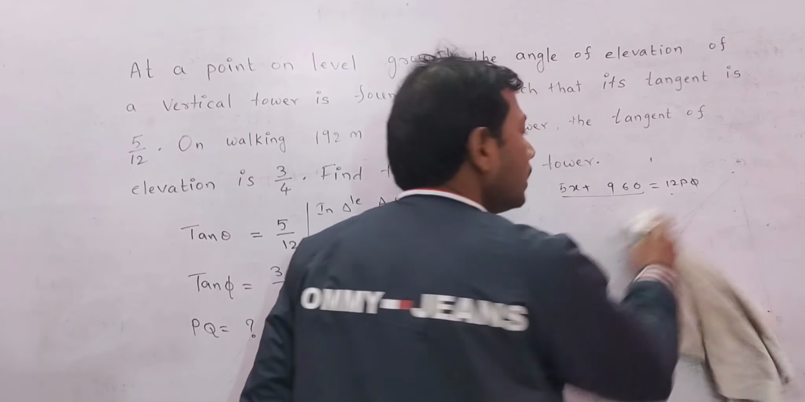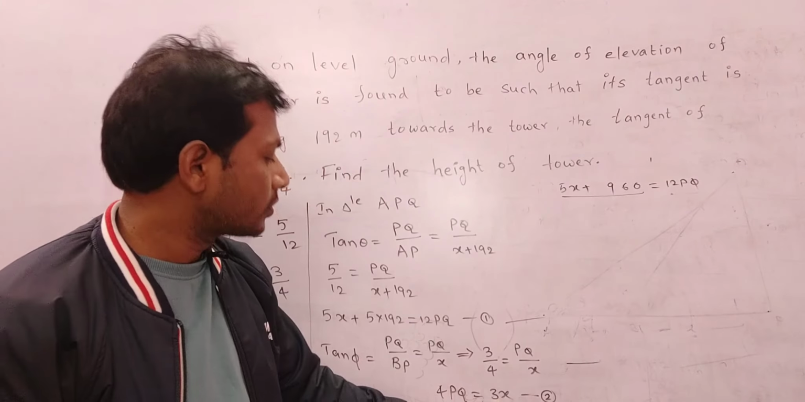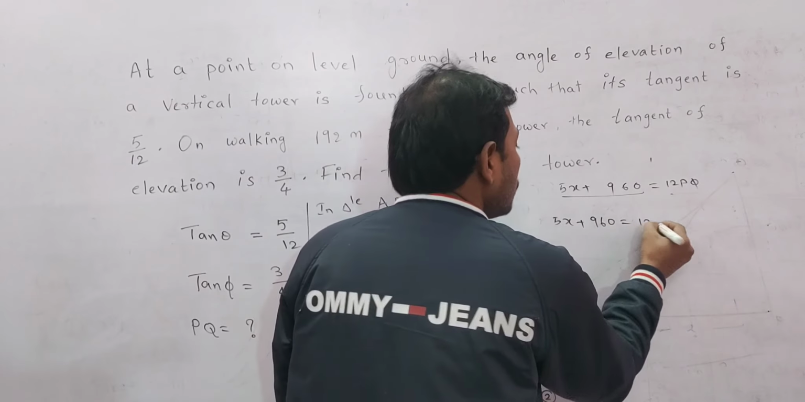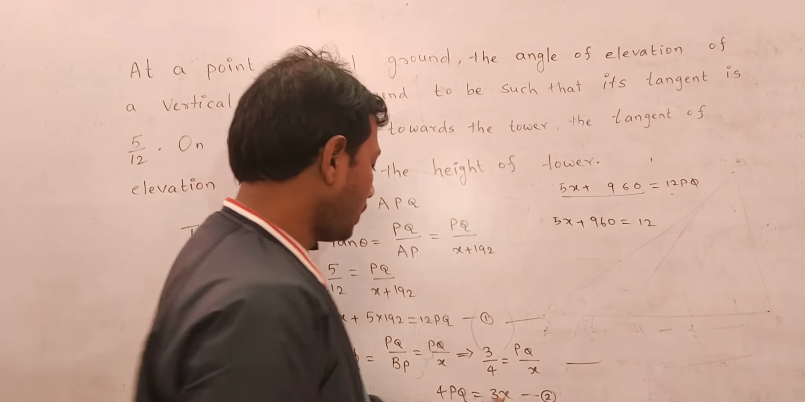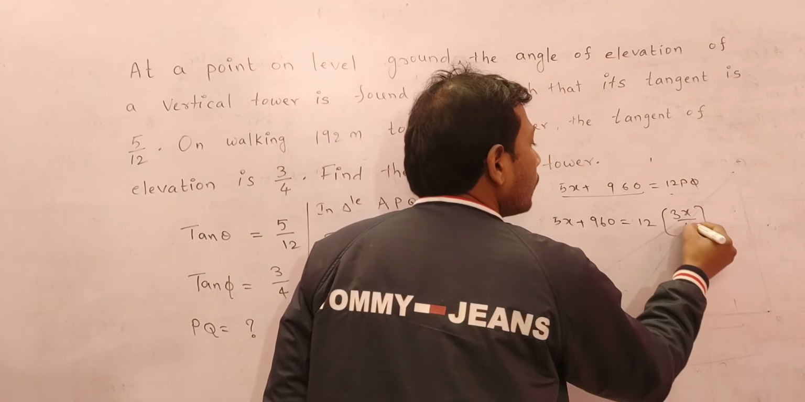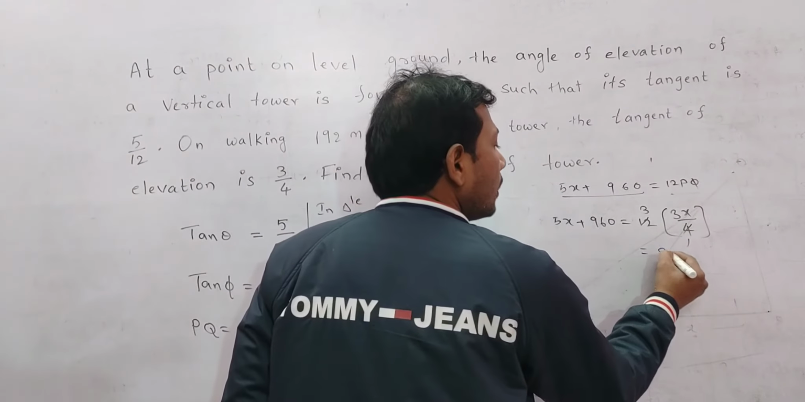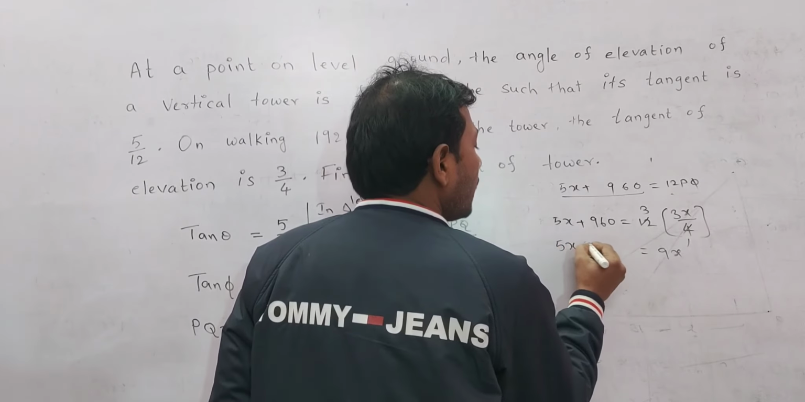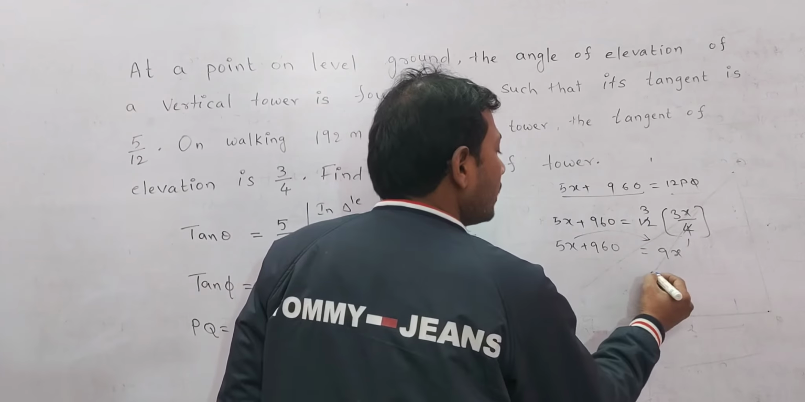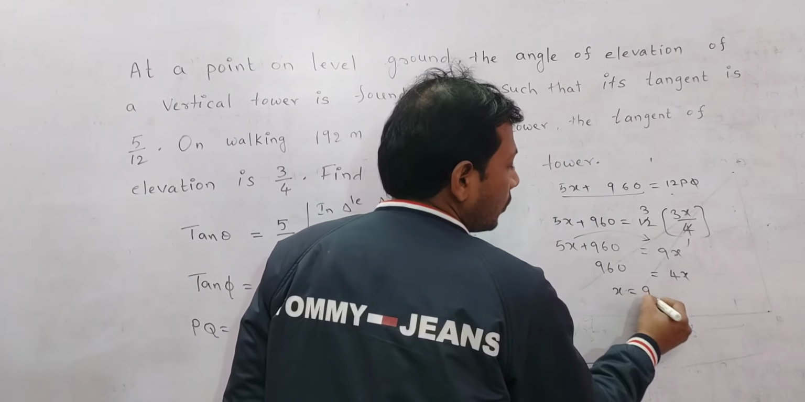Already from this equation, PQ equals 3x by 4. Then 5x plus 960 equals 12 into, in place of PQ, 3x by 4. 4 1s are 4, 3 3s are 9x. Clear? Here it is 5x plus 960. This 5x I am taking to this side: 9x minus 5x, 4x equals 960.